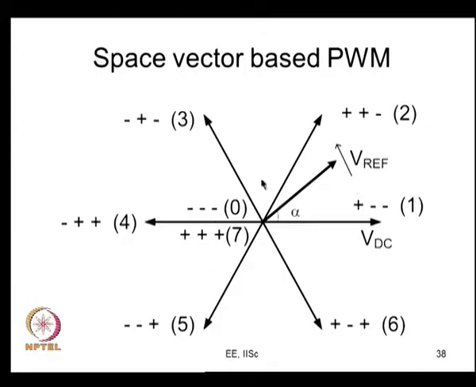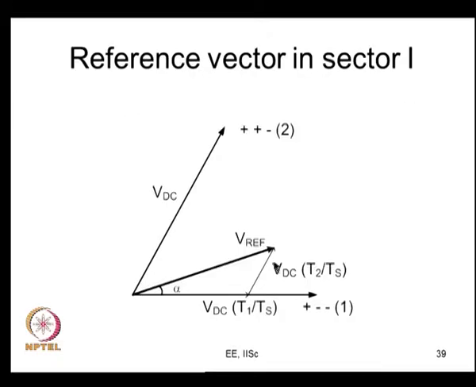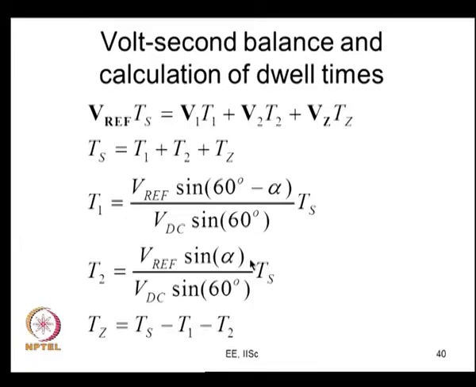You have a revolving reference vector, you are sampling it once in every subcycle time, and then you are going to apply this vector for t1 seconds, this for t2 seconds, and the null vector for tz seconds to realize this vector in an average sense. This is how you do your volt second balance. Vref is applied, Vref times Ts is what you need. So, you apply V1 for T1 seconds, V2 for T2 seconds and Vz for Tz seconds, such that T1 plus T2 plus Tz is Ts. So, you have maintained your volt second balance.